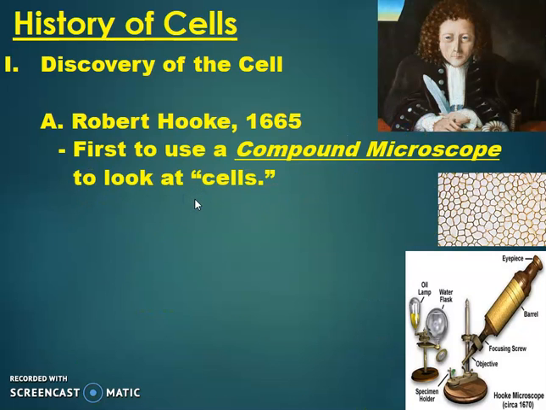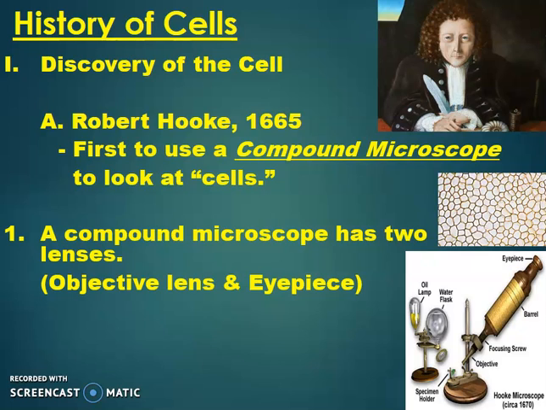Well, he is given credit as the first person of producing and using what we call compound microscopes to look at cells. Now, a compound microscope is a microscope that makes use of two lenses at the same time, both what we call an objective lens as well as an eyepiece.